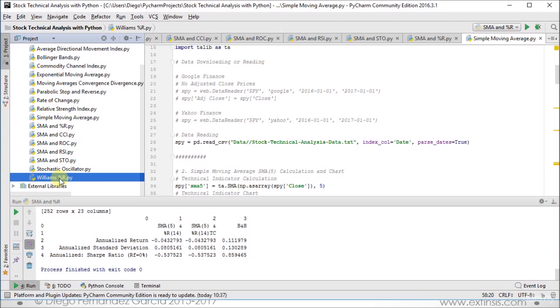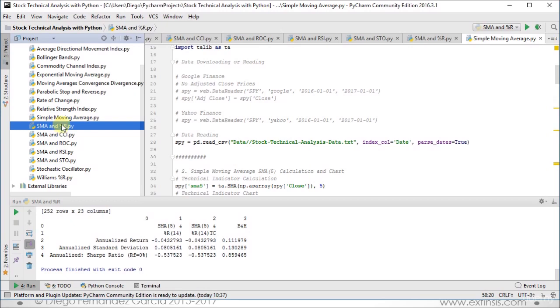Once we finish with this, we'll continue with multiple indicator-based trading signals. In this case, we'll combine simple moving average trading signals, which need to be confirmed by one of those leading indicators. Therefore, we have SMA and CCI, or commodity channel index, then SMA and ROC, or rate of change, SMA and RSI, or relative strength index, SMA and STO, or stochastic oscillator, and we'll close with SMA and percentage R, which is Williams percentage R.